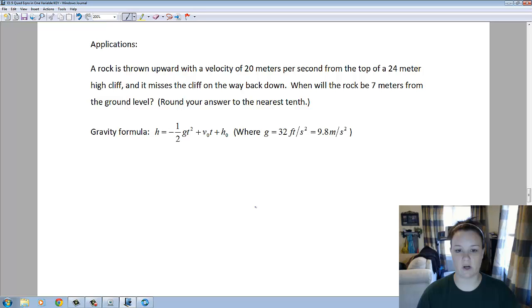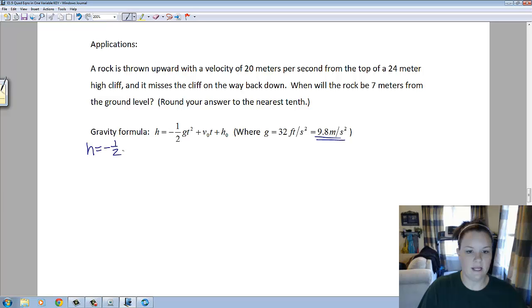So notice it says where g is equal to 32 feet per second if we're dealing with feet, or 9.8 meters per second squared if we're dealing with meters. So in this case, since we see the word meters in our problem, we're going to want to use this one. So I'm going to rewrite this problem using the meters value. Our gravity formula is that our height is equal to -1/2 g, which since we're using meters is 9.8, t squared plus v naught t plus h naught.